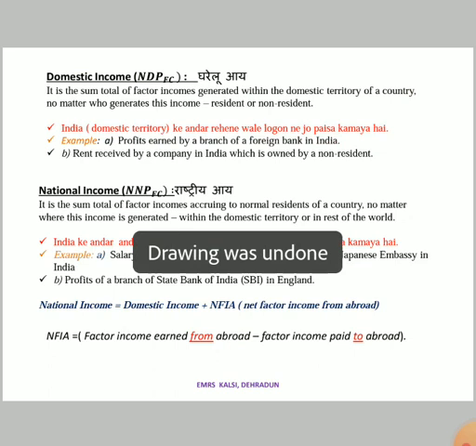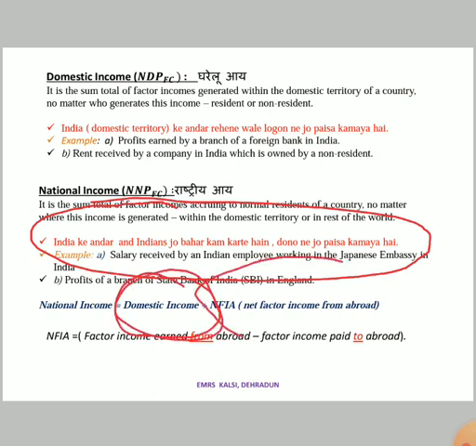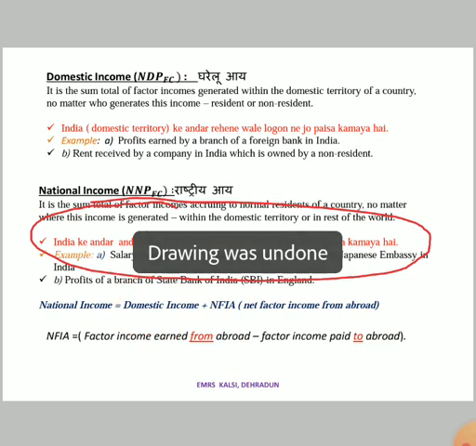But in national income, the person should be Indian no matter where he is living, in India or abroad, okay. So domestic income means इंडिया के अंदर का पैसा and plus NFIA means इंडिया के बाहर का पैसा. So we add these two and we will get national income, okay.